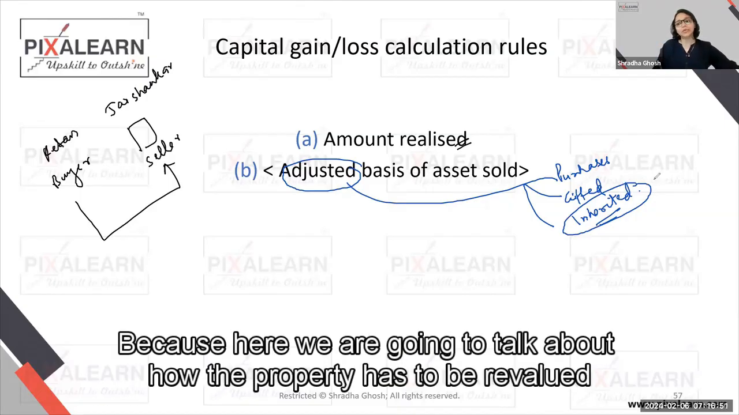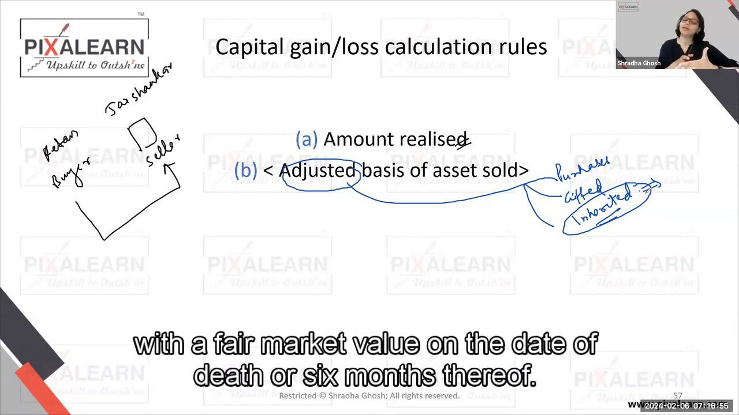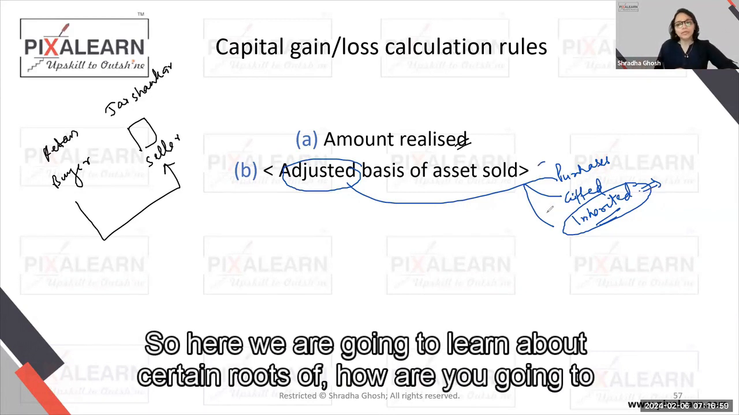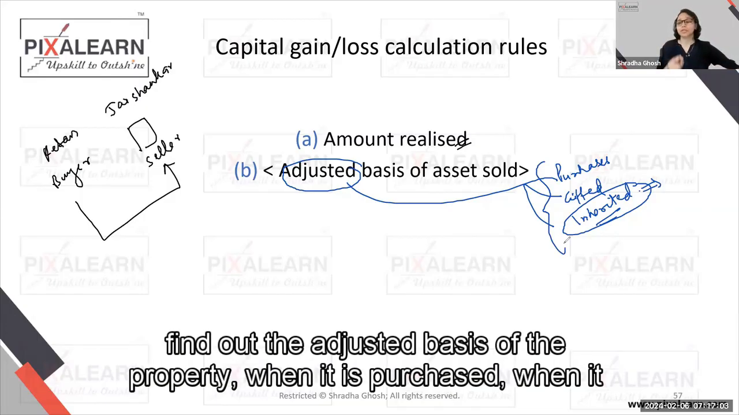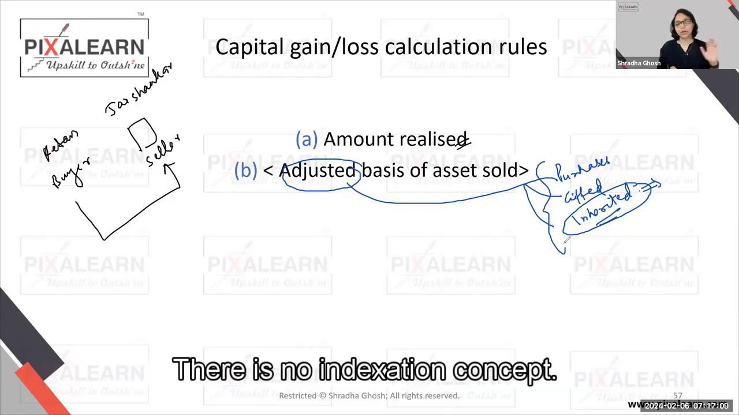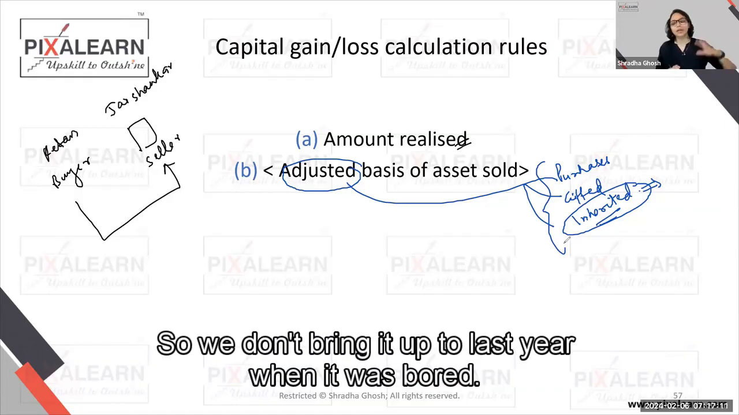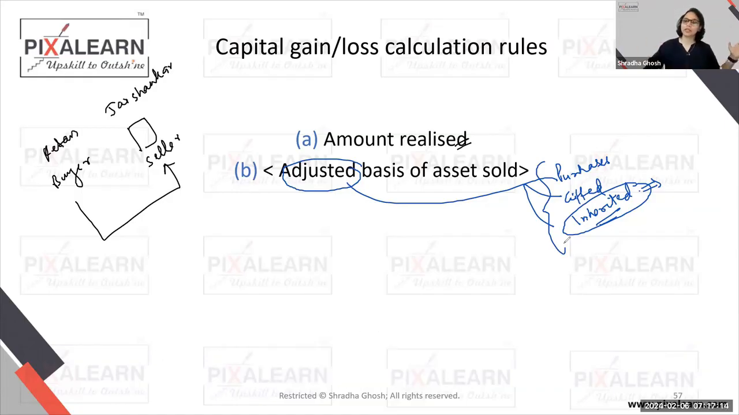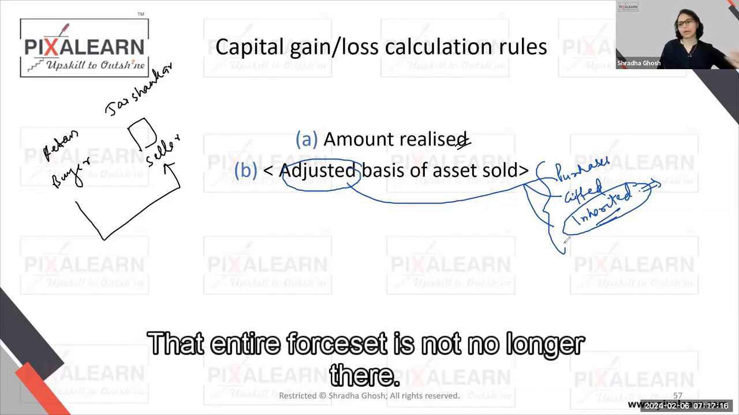Because here we're going to talk about how the property has to be revalued to the fair market value on the date of death or 6 months thereafter. So here we are going to learn certain rules of how you are going to find out the adjusted basis of the property when it is purchased, when it is gifted, when it is inherited. There is no indexation concept, guys. So we don't bring it up to last year when it was bought. That entire concept is no longer there.